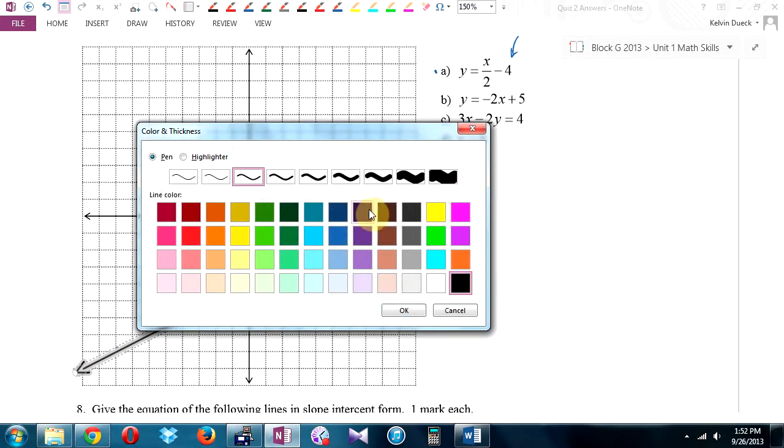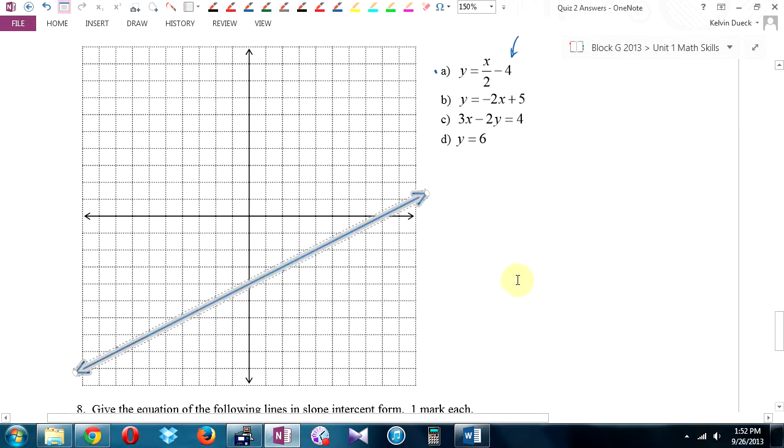Pen properties, blue. And I'll call that line A. Line B, is the y by itself? Well, then it's in slope-intercept form, where that's the y-intercept, and that's the slope.